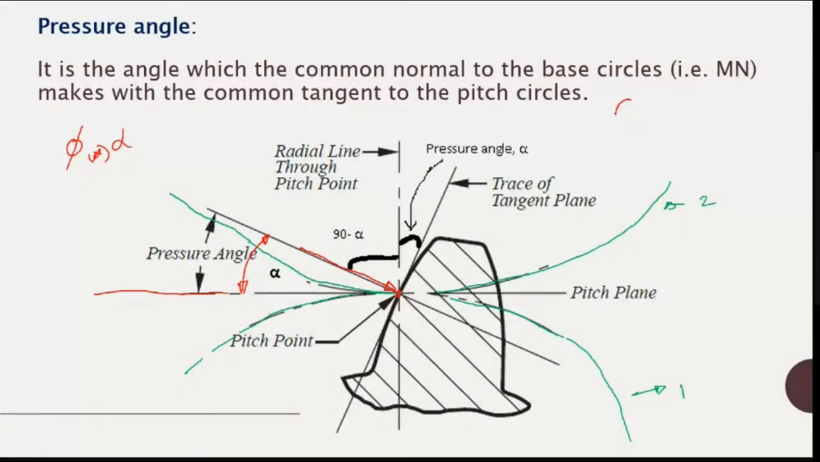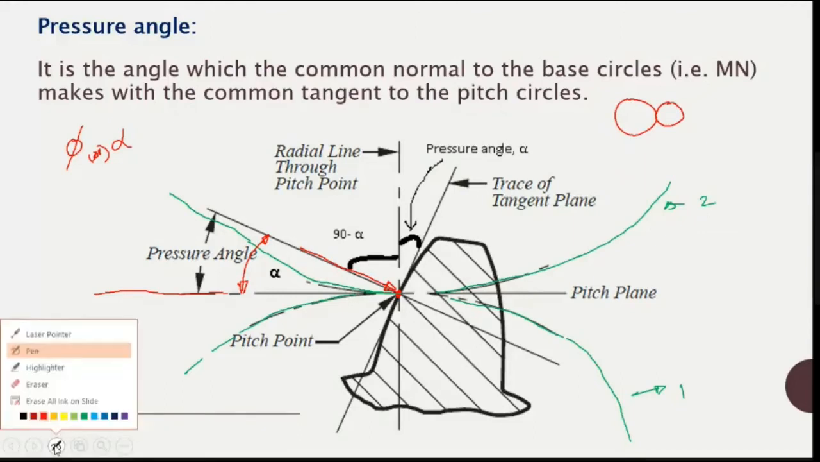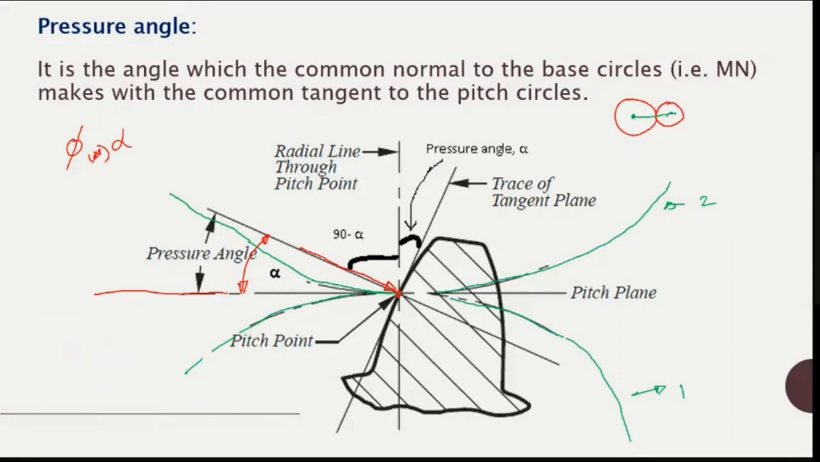That is, if you have two gears like this, the normal is what connects this center to this center. This is the normal. The tangent is perpendicular to that. Center to center, that is the normal. So you can see here, this is the pitch normal, connecting the center point of gear 1 and the center point of gear 2. Okay, sir. Thank you.